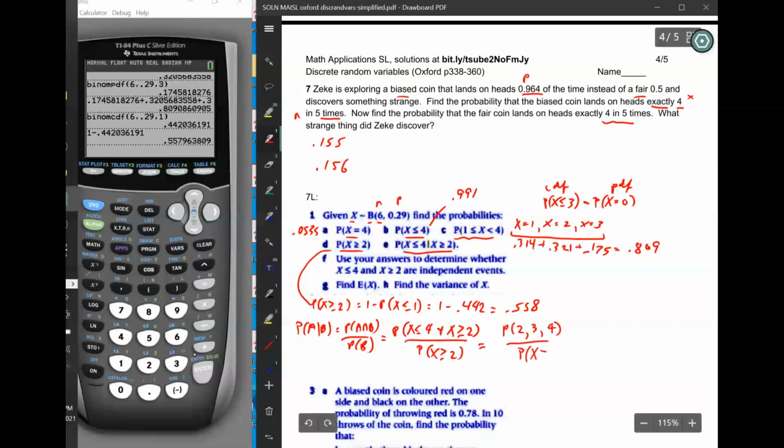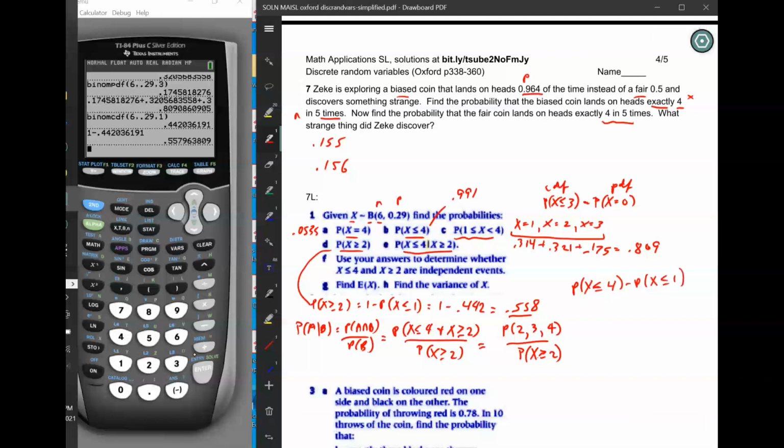Probability that x is greater than or equal to 2, we already found that. It's 0.558. The probability that it's less than or equal to 4 and greater than or equal to 2, we could find by doing the probability that x is less than or equal to 4 minus the probability that x is less than or equal to 1. Wouldn't that give us the probability that it's 2, 3, or 4?